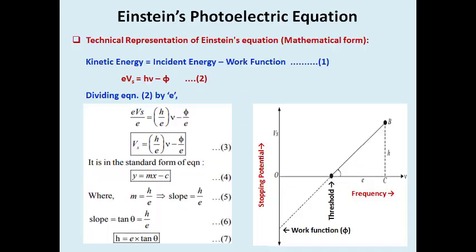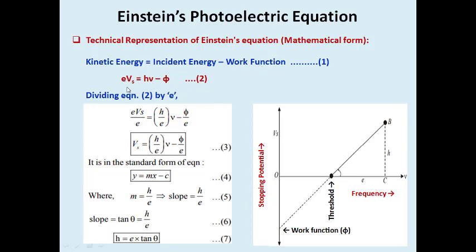Now we are just going to explain the photoelectric equation in its mathematical form. We know that incident energy is equal to kinetic energy plus the work function of the material. So I rewrite this equation as kinetic energy is equal to incident energy subtracted by the work function. This is equation number 1. We already know the kinetic energy of the emitted electron is e Vs, which will be equal to h nu minus phi, where phi represents the work function.